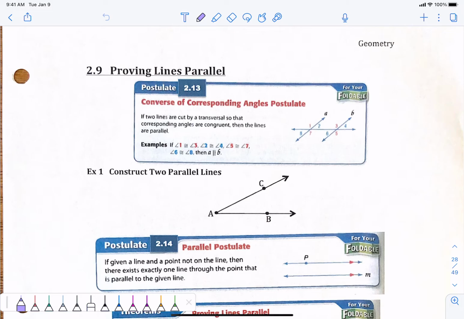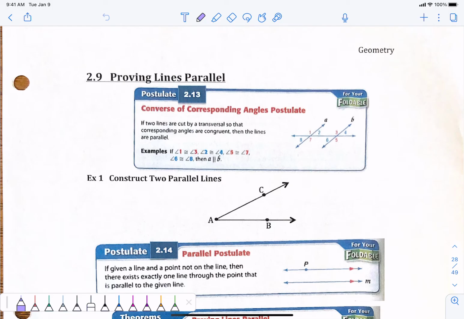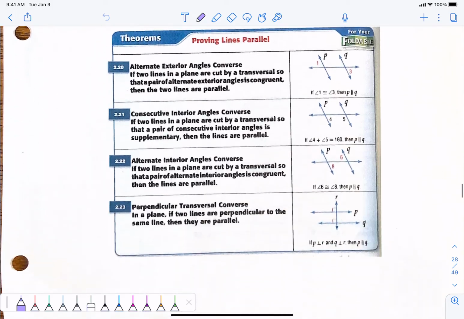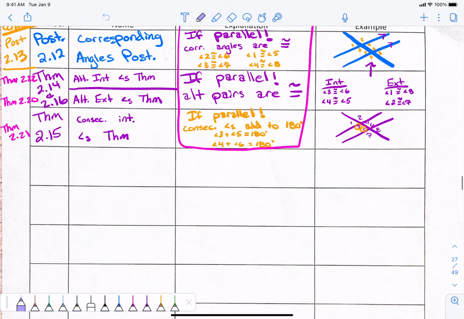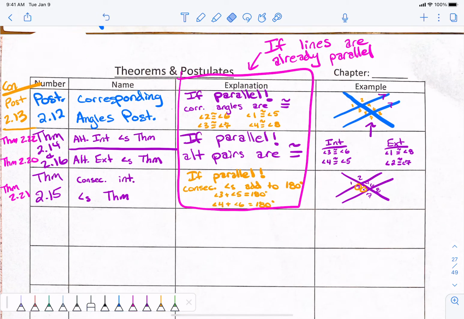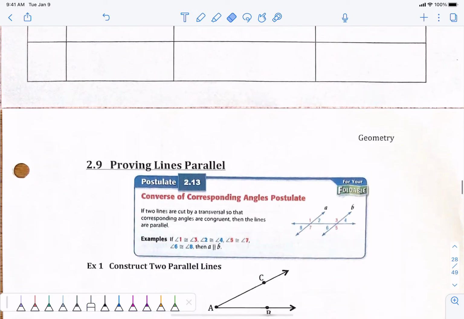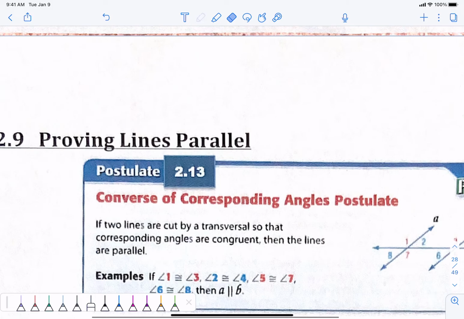Section 2.9, proving lines parallel. This is not a hard section, and it's kind of redundant. It's stuff that we've already talked about before. So you do need your blue sheet, and we are on the back side of your blue sheet. I'm going to erase some stuff that we wrote this morning. I forgot to erase. You do need your blue sheet, your theorem sheet, and I'm going to jump right into parallel lines, okay?